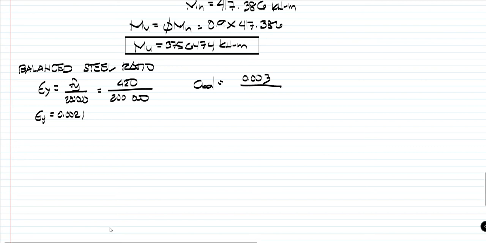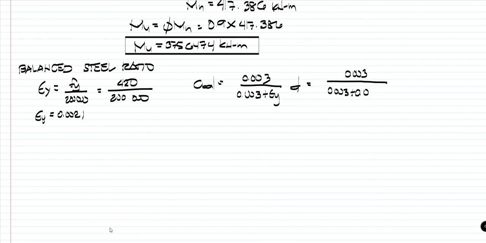0.003 over 0.003 plus epsilon y times the value d. So that will just be 0.003 divided by 0.003 plus 0.0021 times the effective depth, which is 915 over 2. So our C balance will just be equivalent to a value 4,575 over 17 mm. And that is our C balance.